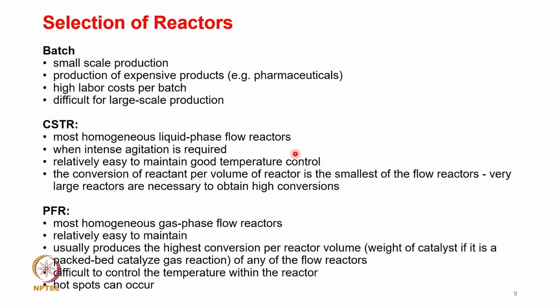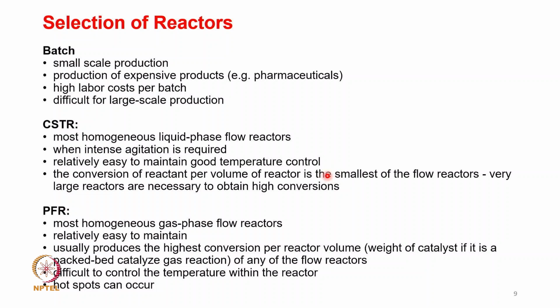Now look at the second case. As we know, the CSTR is typically used for mostly homogeneous liquid phase flow, and you need intense agitation, because there is an assumption stated that every point in the reactor is well mixed. So you need intense agitation inside the vessel, and it is fairly easy to maintain good temperature control. Why? Because it is well mixed. There are no isolated temperature spots that would eventually lead to a runaway reaction.